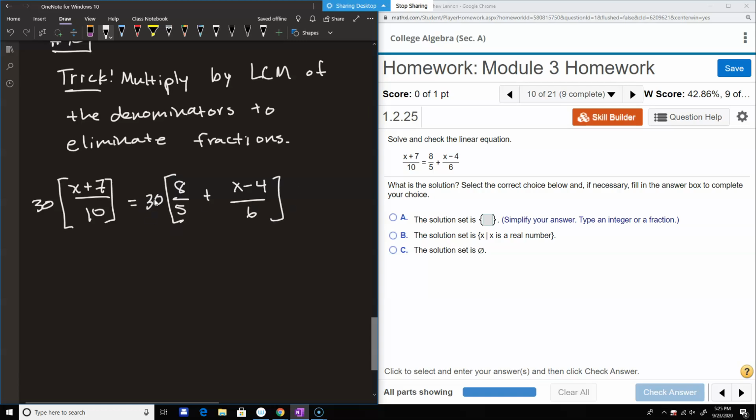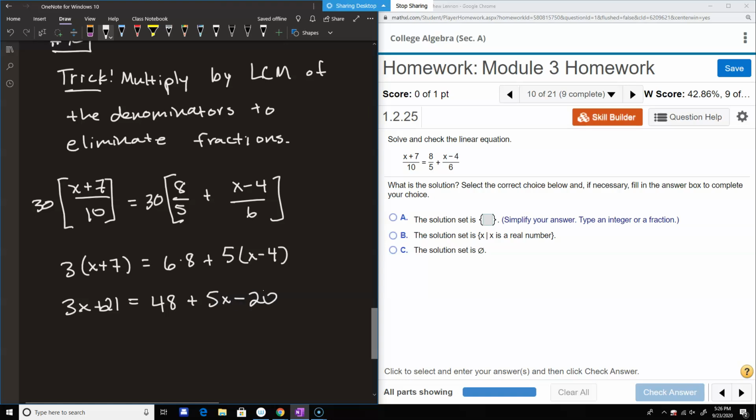And then we're going to distribute, right? So on the left-hand side, 10 goes into 30 3 times, so we're left with 3 times x plus 7. On the right-hand side, 30 divided by 5 is 6, so we're left with 6 times 8. And then 30 divided by 6 is 5, so we're left with 5 times x minus 4. So now we're back to one of the types of linear equations we were just looking at in the previous examples. So we just distribute everything, combine like terms. So we have 3x plus 21, 6 times 8 is 48, and then this will be plus 5x minus 20.